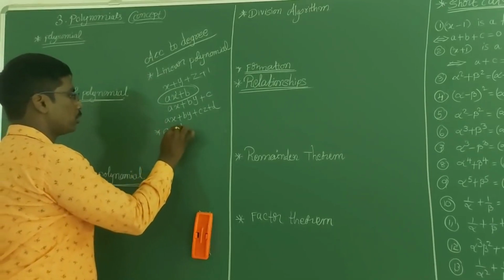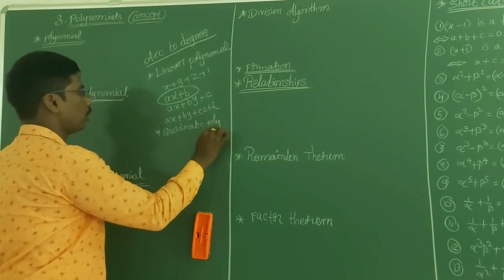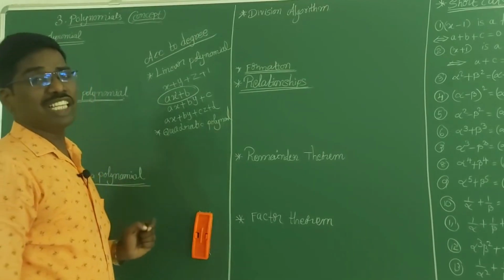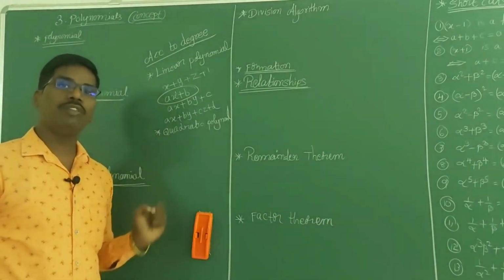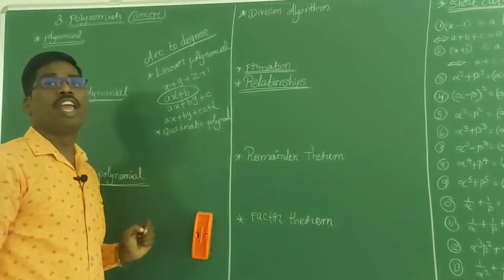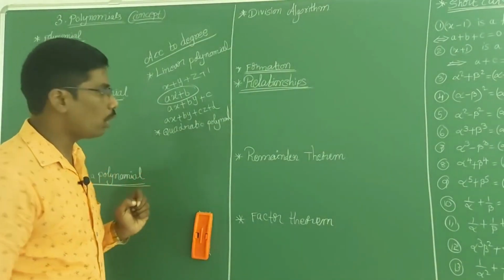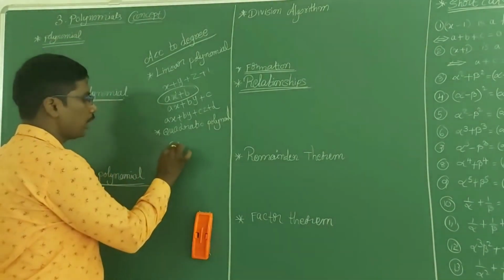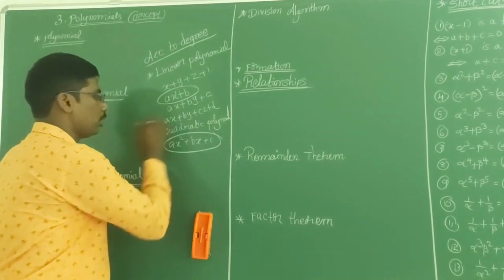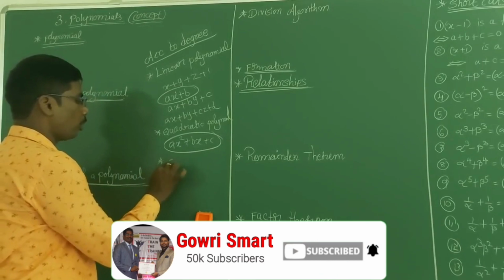Next, quadratic polynomial. A polynomial which is having degree 2, that is called quadratic polynomial. The standard form is ax square plus bx plus c. This is the quadratic polynomial. Next, cubic polynomial.